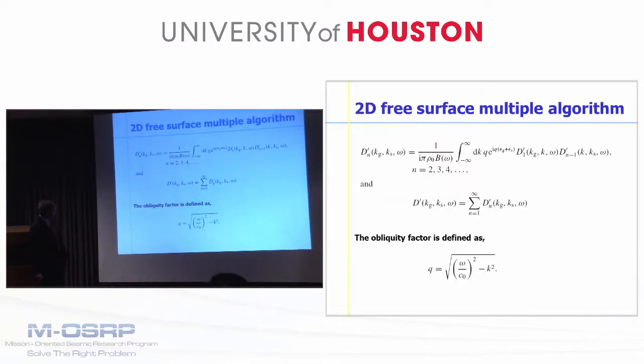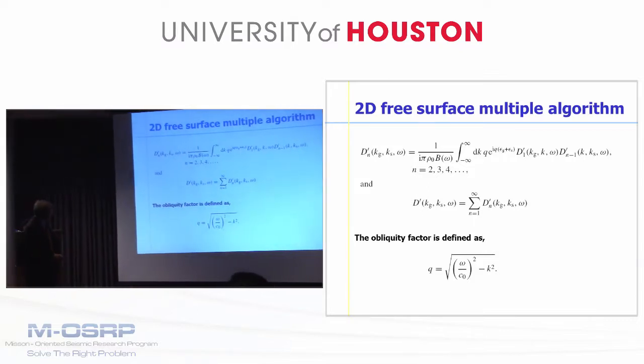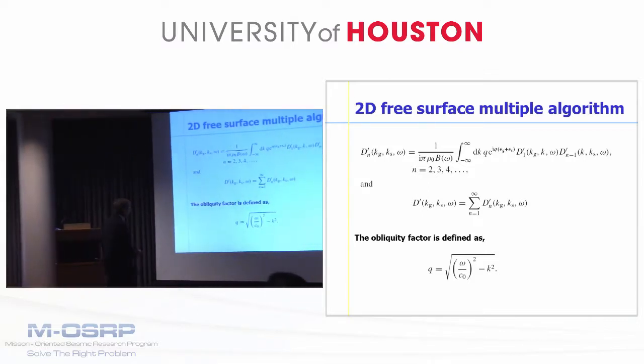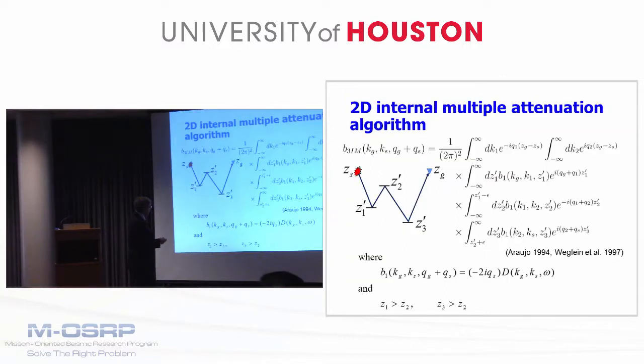This is the grown-up version of that RF squared. This is Carvalho's free surface multiple removal. D prime means it's deghosted. Okay, deghosted. And this is that algorithm. This is the internal multiple, Araujo et al. This is a water speed image.